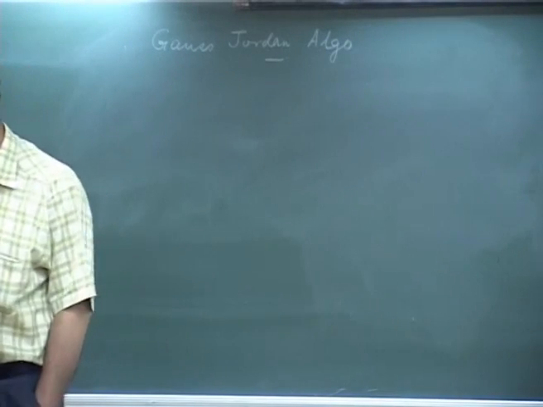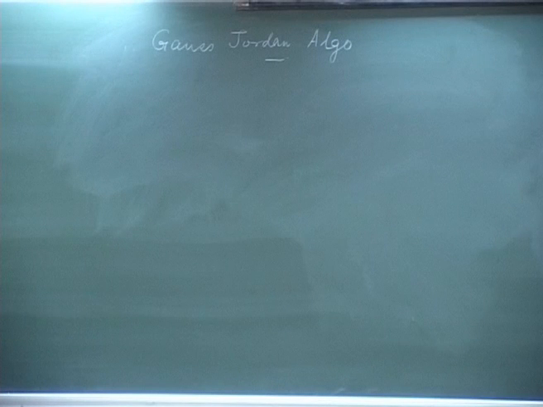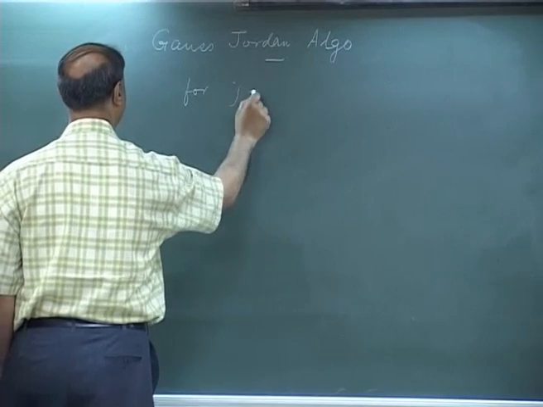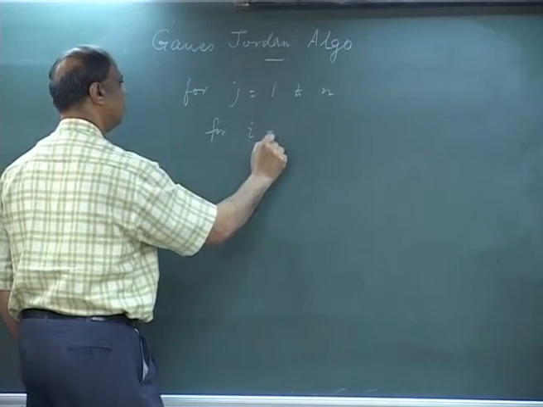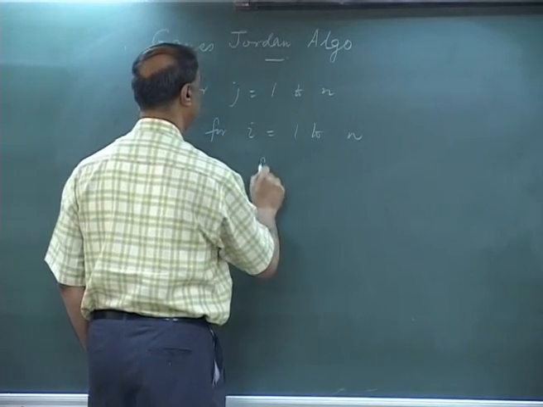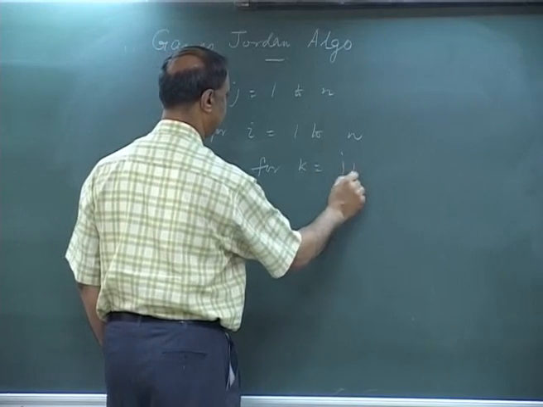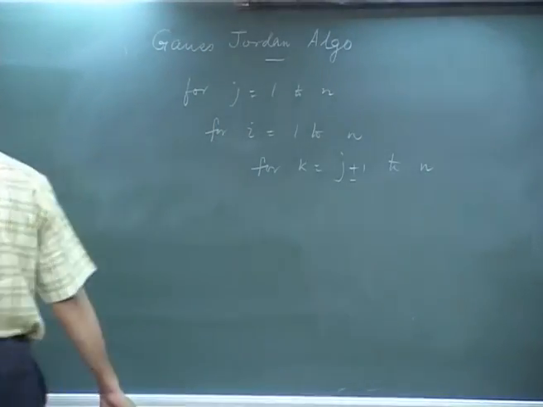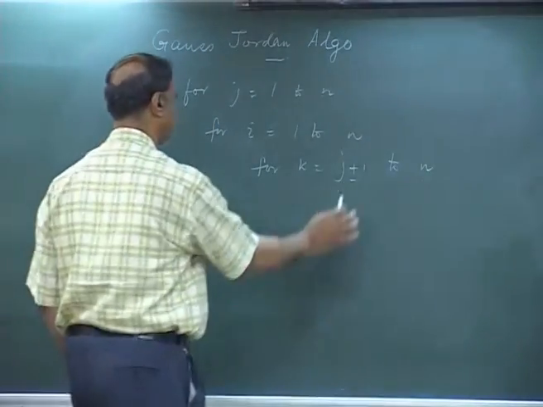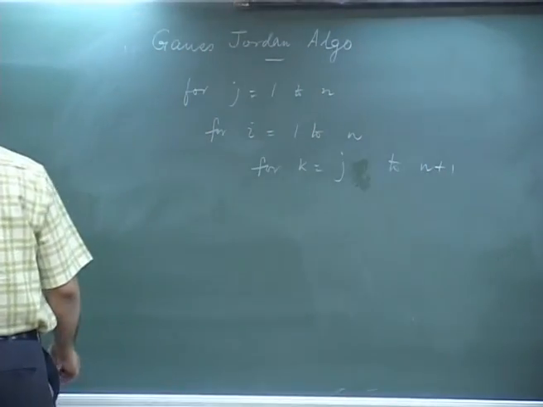Finding the solution of simultaneous linear equations. If I remember, I also need your help. You have for j equals 1 to n, for i equals 1 to n, for k equals, that is the thing I forgot, j plus 1 to n plus 1. First, let me write down the sequential algorithm, then we discuss.